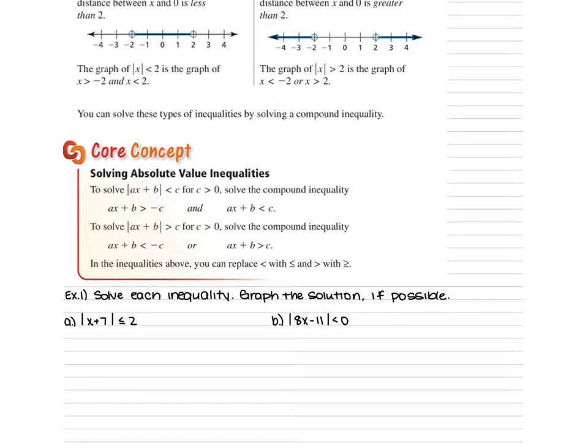If it's starting off as a false statement, obviously your answer is no solution. And then if it's starting off with an always true statement, then we have infinitely many solutions, so all real numbers would be our answer then. If we look at example 1a, we're just going to focus on solving these today.